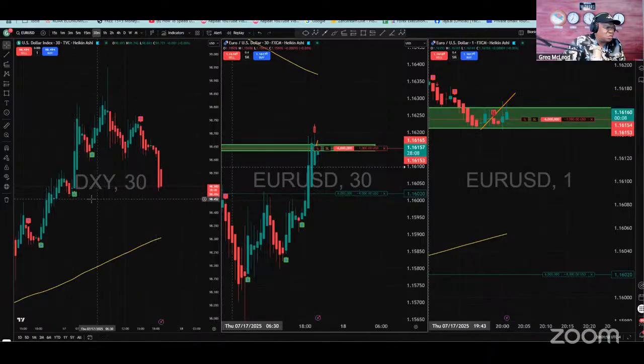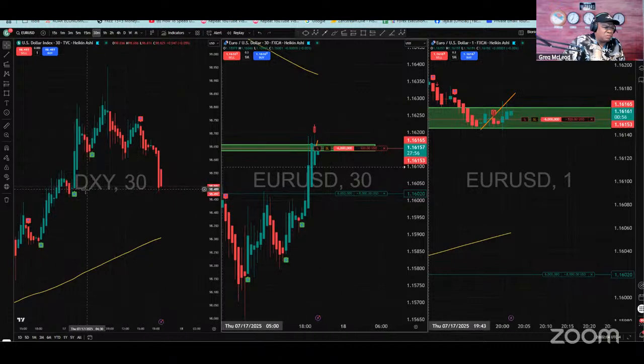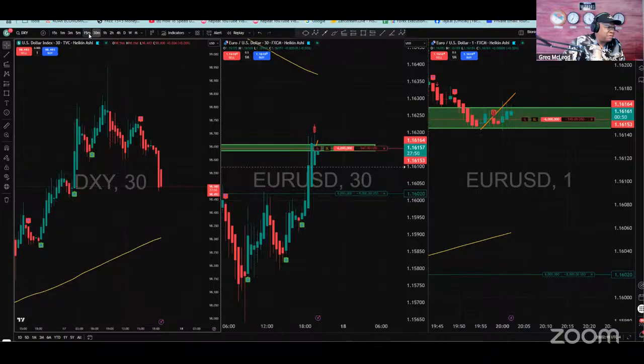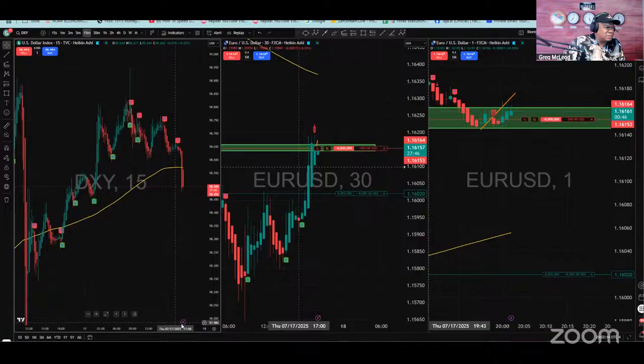DXY is not showing any strength at all. So if I can get the break even on this euro or make a little bit of profit, I like to get out of it. I mean, this could be support for the DXY, but it's sure not looking it. Let me go to the 15-minute chart. Looks pretty sad.